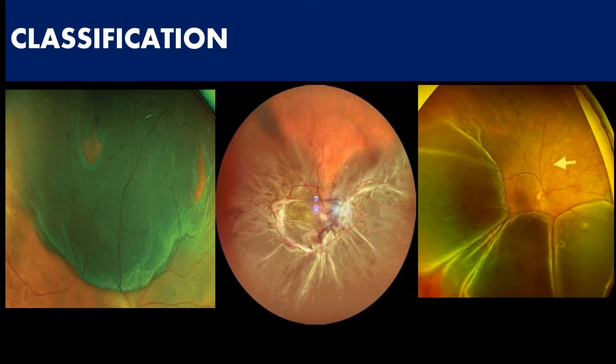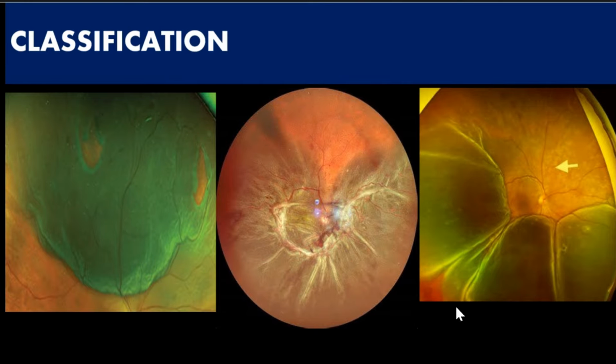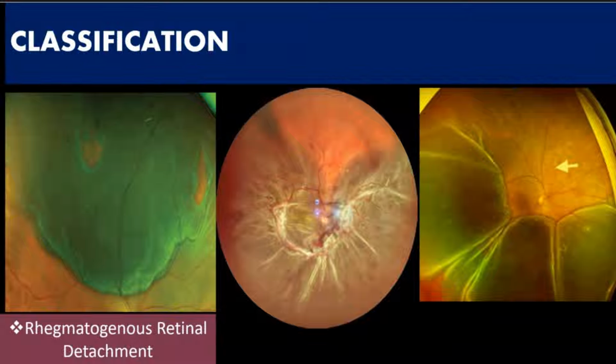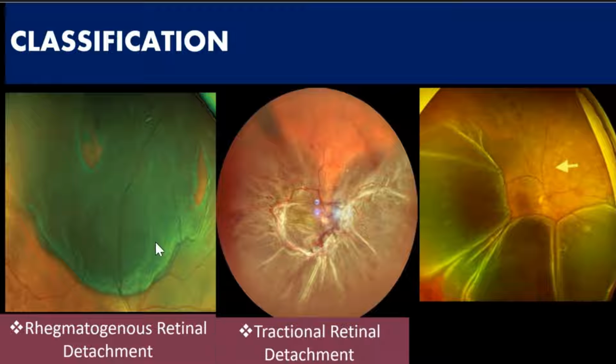Next is, how do we basically classify these retinal detachments? Clinically and etiologically, that means based on the basic mechanism which leads to these retinal detachments, we can classify retinal detachments into three types. We have the Rhegmatogenous retinal detachment, in which you have retinal breaks which lead to the retinal detachment.